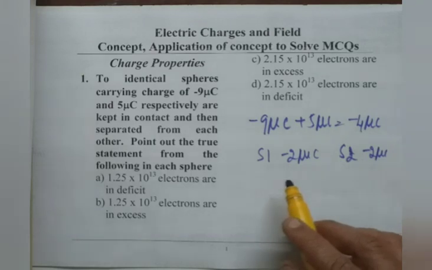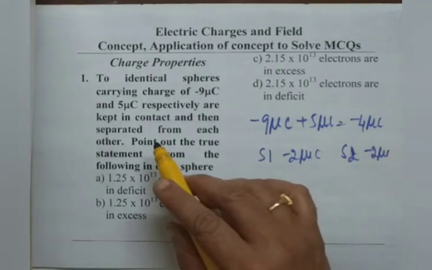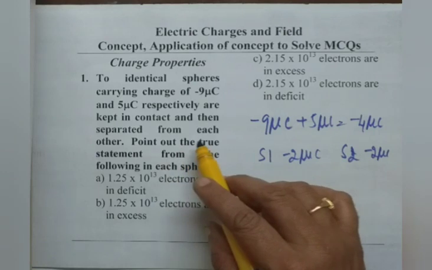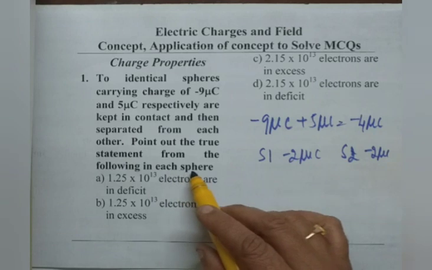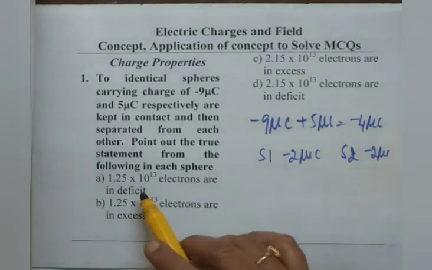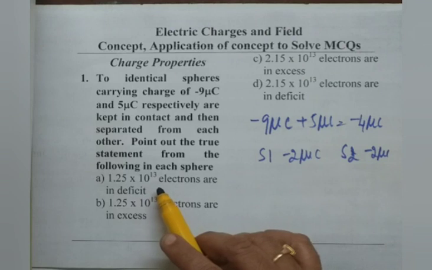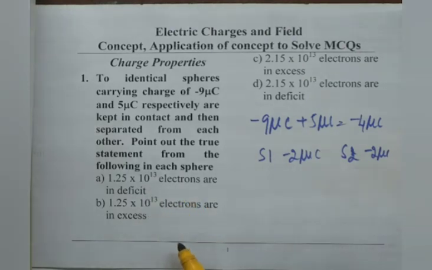And observe now, we read the next part there. In contact and then separated from each other. Point out the true statement from the following in each sphere. So we read the statements now. 1.25 10 raised to 13 electrons in deficit. That means we know whenever shortage of electrons is there, that object exhibits positive charge. And whenever excess of charge is there, that object exhibits negative charge.